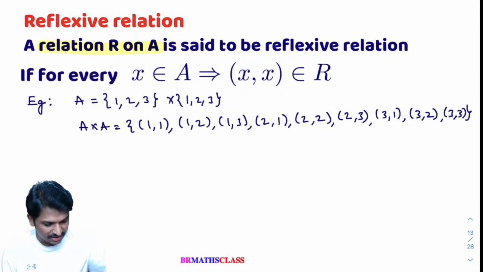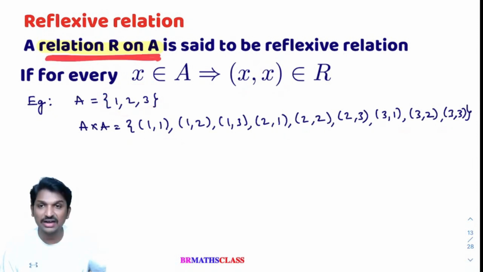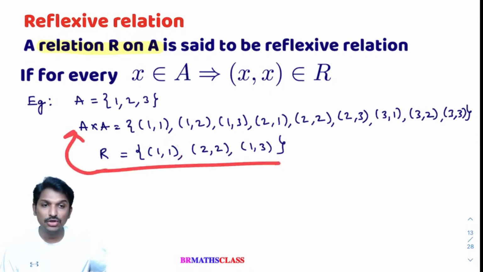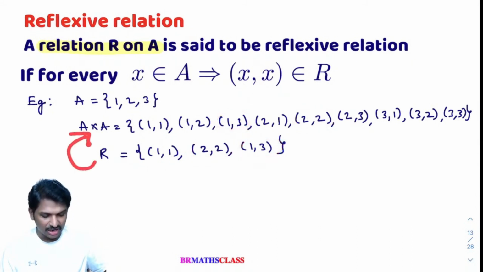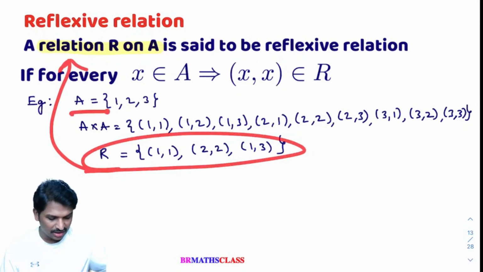Set A contains 3 elements, so A cross A contains 9 elements. I'll take one relation R on A. When we say R is a relation on A, R is a subset of A cross A. I will consider a relation like this: ordered pair 1, 1; ordered pair 2, 2; ordered pair 1, 3. All the elements present in this relation are present in A cross A. Look here, ordered pair 1, 1 is present here, 2, 2 is present here, 1, 3 is present here. That means R is a subset of A cross A, so R is called a relation on A. First point, R is a relation on set A.